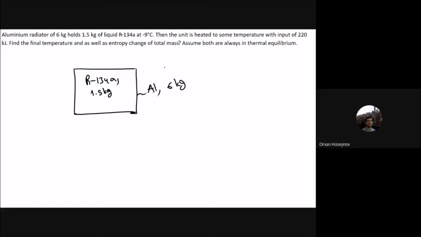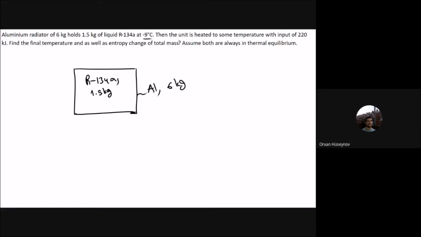We have an aluminum radiator of 6 kilograms, which holds 1.5 kilograms of liquid. So we have a radiator here, made of aluminum, with a mass of 6 kilograms. Inside of it you have the R134a, which has a mass of 1.5 kilograms, and it is at -9 degrees Celsius.